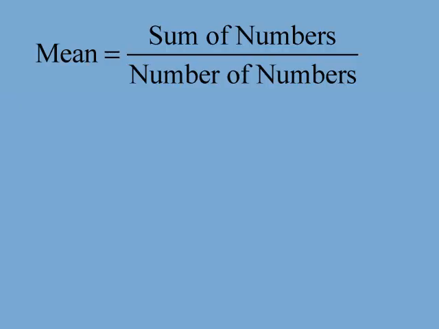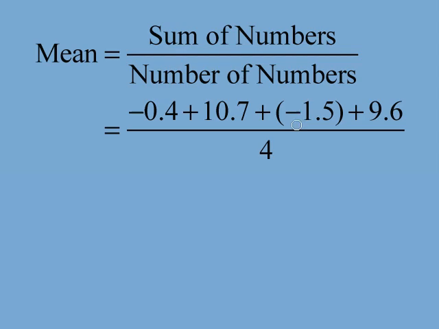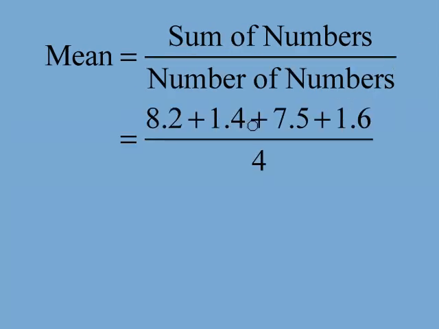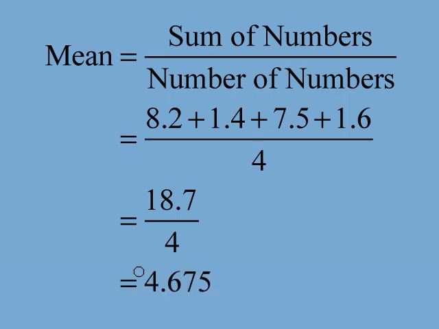We combine the values that make up the heights above and below sea level and divide by 4, the number of data items. We end up with 18.4 divided by 4, which results in an average height above sea level of 4.6 feet. Now let's calculate the average height for the quarter moon. Combine the terms in the numerator and divide by 4. We end up with 18.7 divided by 4, which equals 4.675 feet above sea level. Both averages are very close in value.